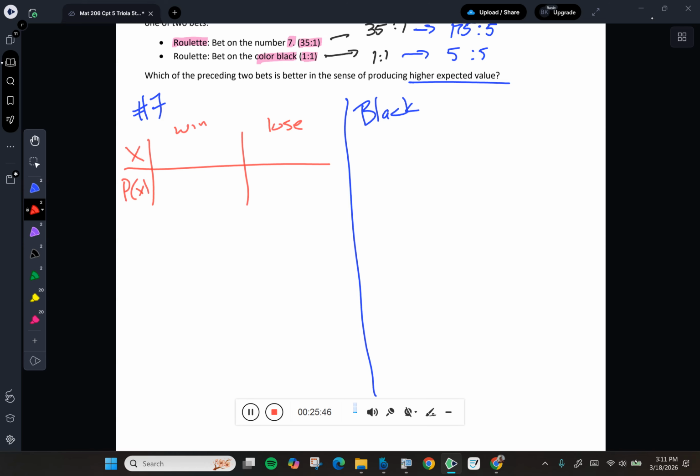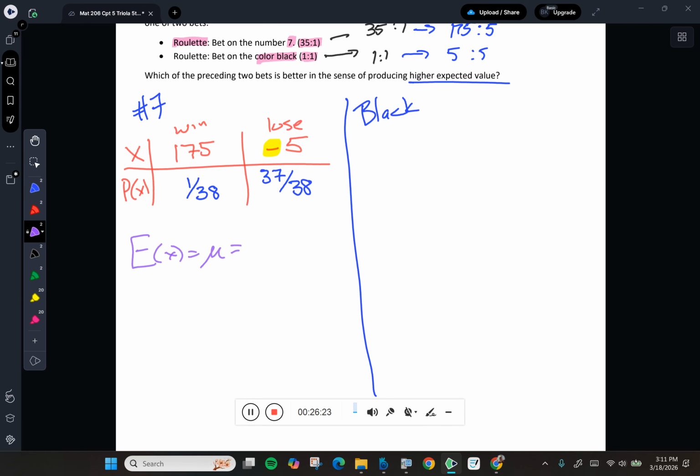If I win, I am going to win $175. If I lose, I will lose $5. Did you notice that that lose is a negative $5 because that money's no longer mine? The probability that I will win is 1 out of 38. The probability that I will lose is 37 out of 38. Okay. Now the expected value is just the mean of this distribution.